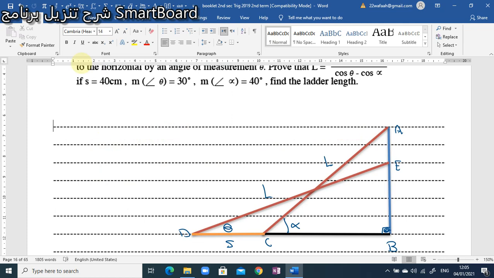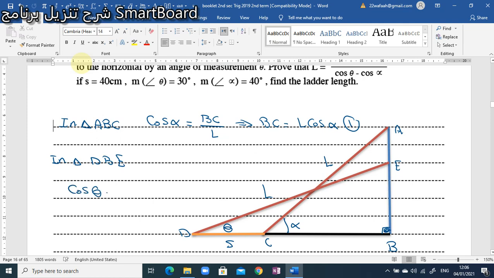So, in triangle ABC, we have cosine alpha equals adjacent BC over hypotenuse L, so BC equal L cosine alpha. This is number one. The second one, in triangle DBE, cosine theta equals BD over L. So BD equal L cosine theta. This is equation number 2.